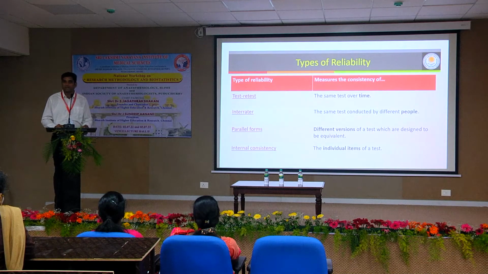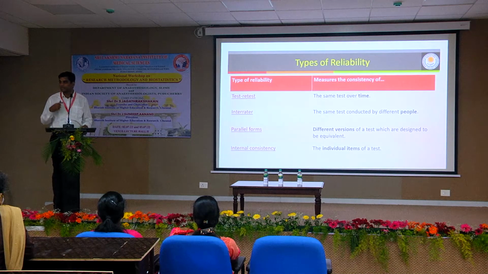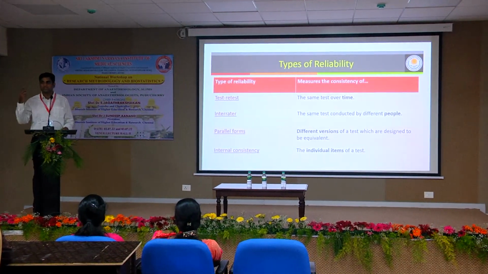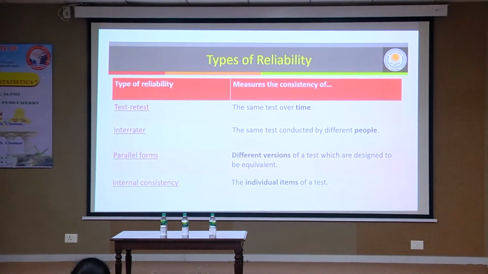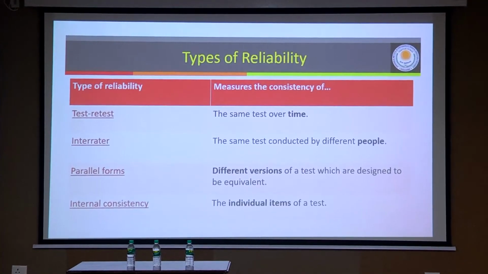The other one is inter-rater. Today I am giving one questionnaire to one participant. Tomorrow sir is giving the same questionnaire to another participant. Whoever is the investigator, they should be able to get the same results. This is called inter-rater reliability.